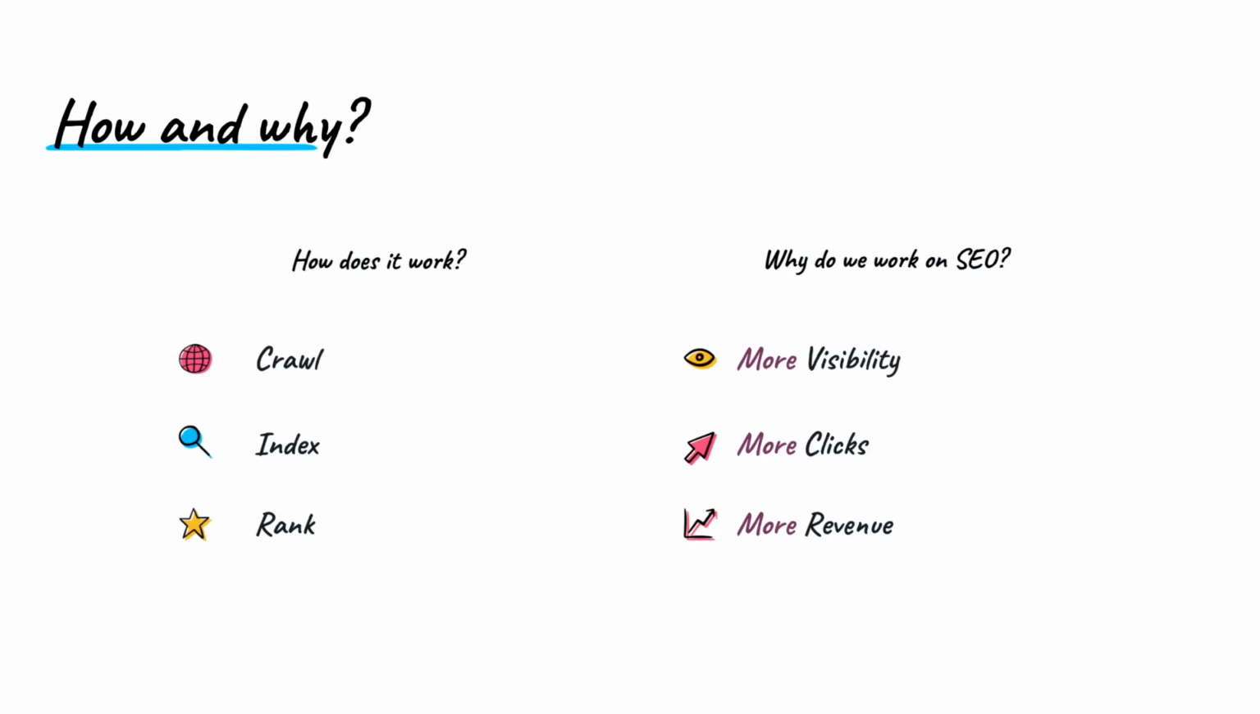And so why do we work on SEO? Well, it's to be at the top so you get more visibility. You end up having more clicks to your website. If you're an e-commerce, the goal is to sell products online. If you're a lead generation website, it's to get more leads. And then in the end, you get more revenue.